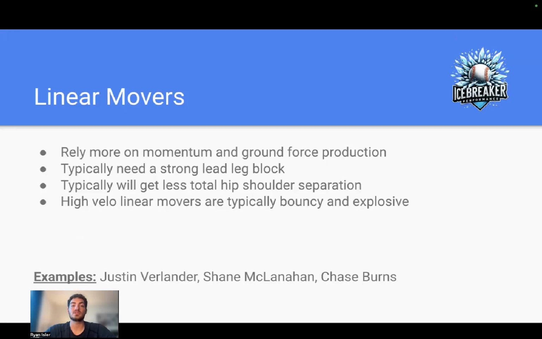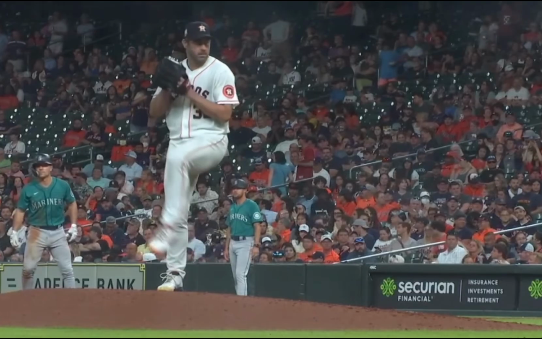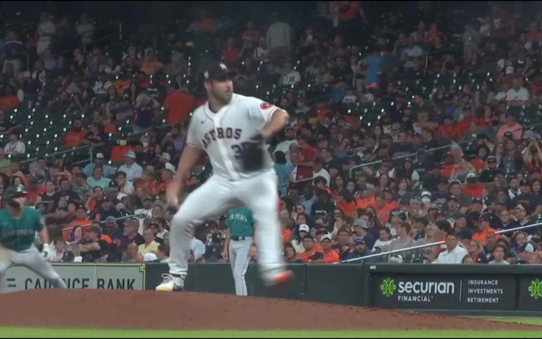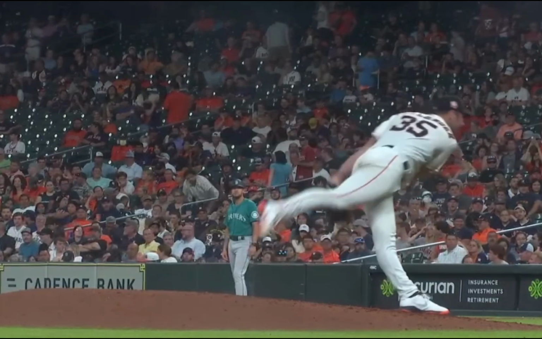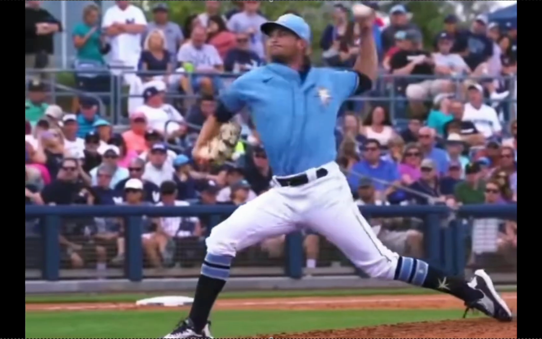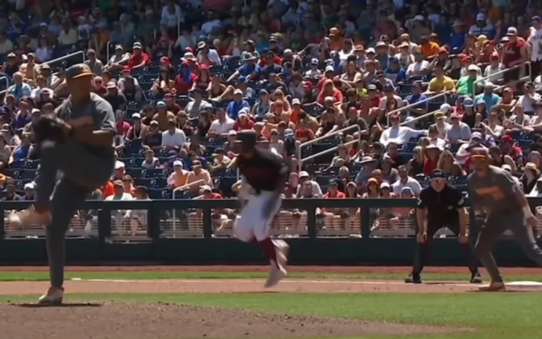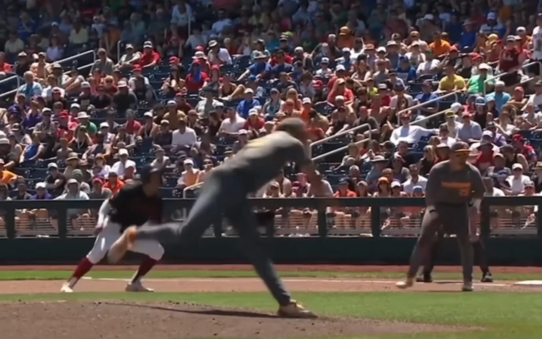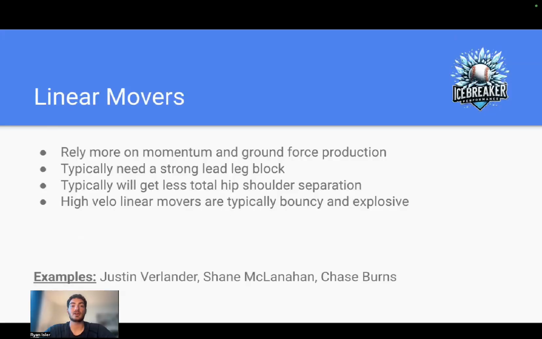So some examples of linear movers are Justin Verlander. He's probably my favorite example. He's very unique in the way he moves. Another one would be Shane McClanahan for the Rays. And then a recent draft pick, Chase Burns. All these guys have been up to 100 miles an hour, but they move in very linear fashions, right? So if you were to look at it from a very cookie cutter point of view and be like, these guys don't get a ton of hip shoulder separation, they're not rotating very much, they're not going to throw hard, that obviously doesn't make sense because these guys all throw gas.